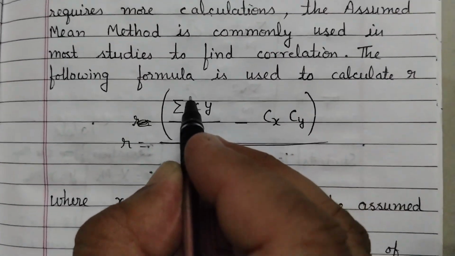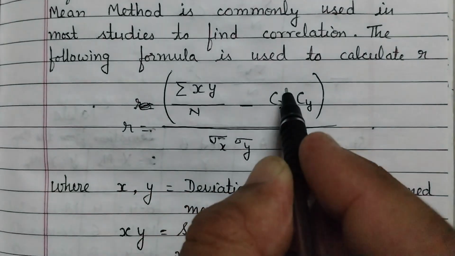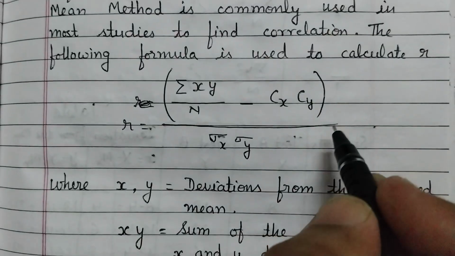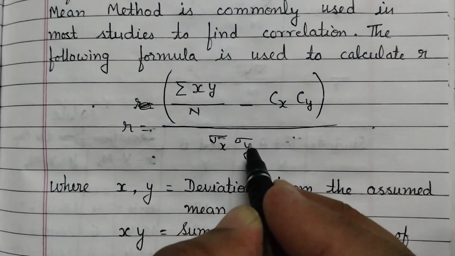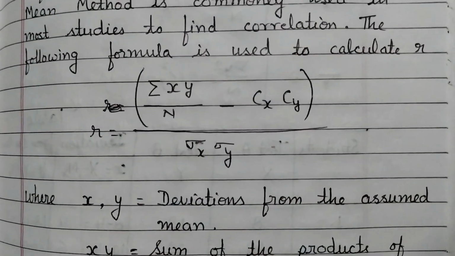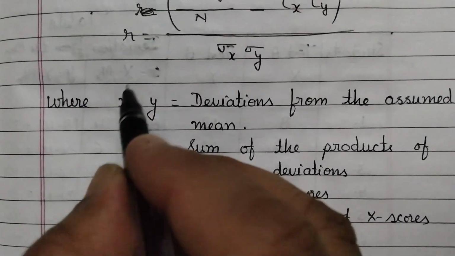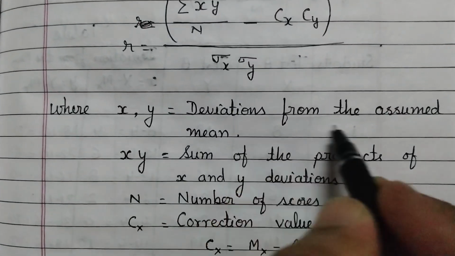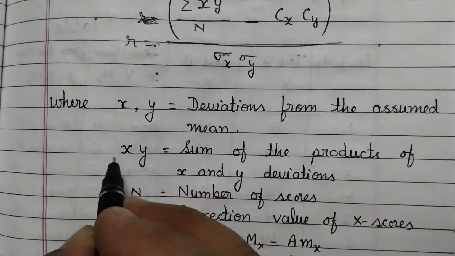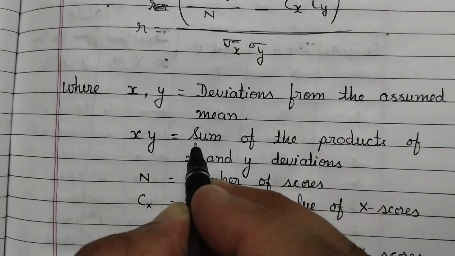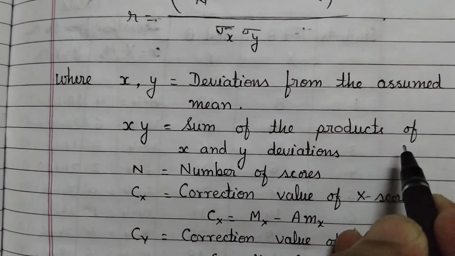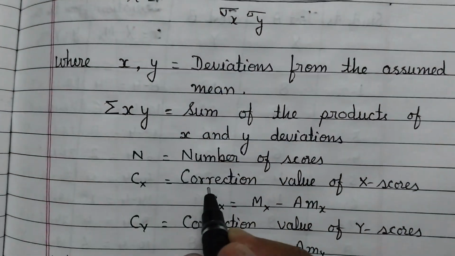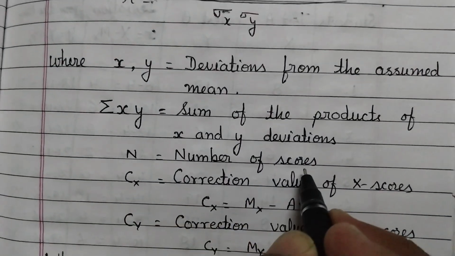r is equal to summation xy upon n minus cx multiplied by cy, within brackets in the numerator, divided by sigma x and sigma y, where the meanings of the symbols are as follows. x and y are the deviations from the assumed mean. x multiplied by y is the sum of the product of x and y deviations. This is summation xy.